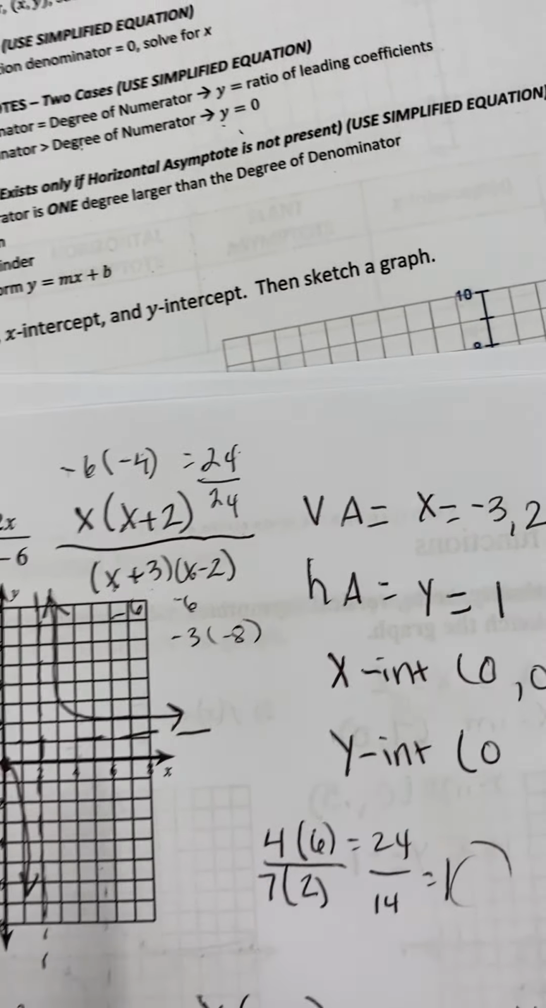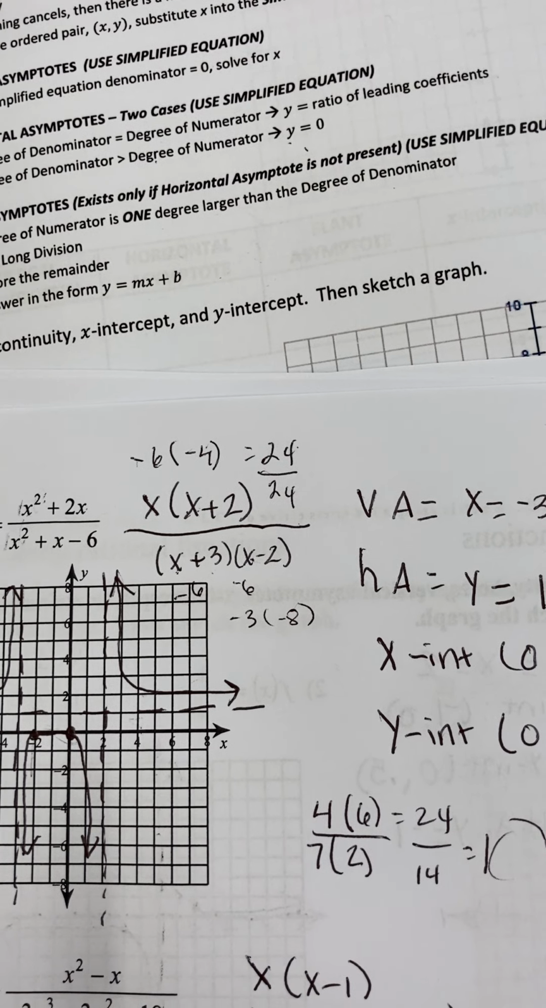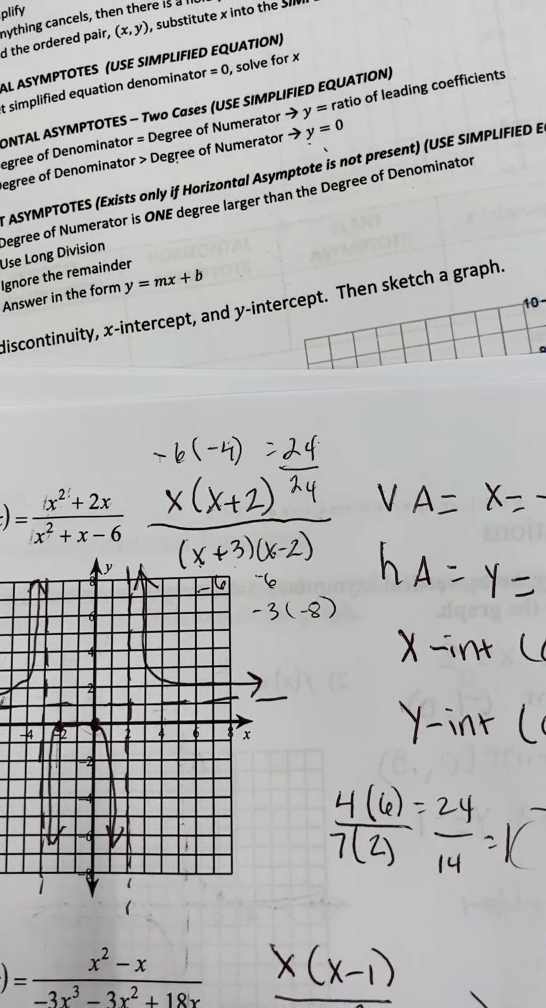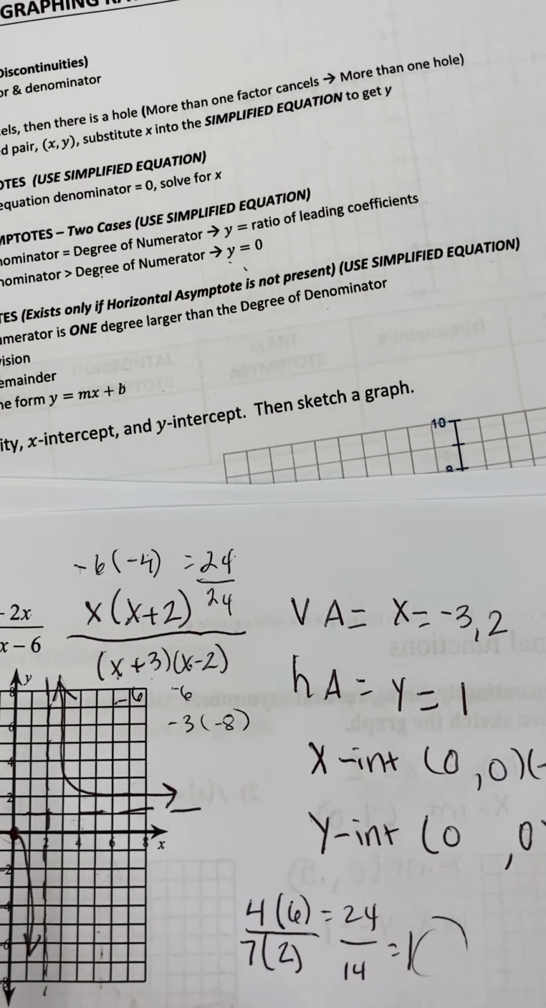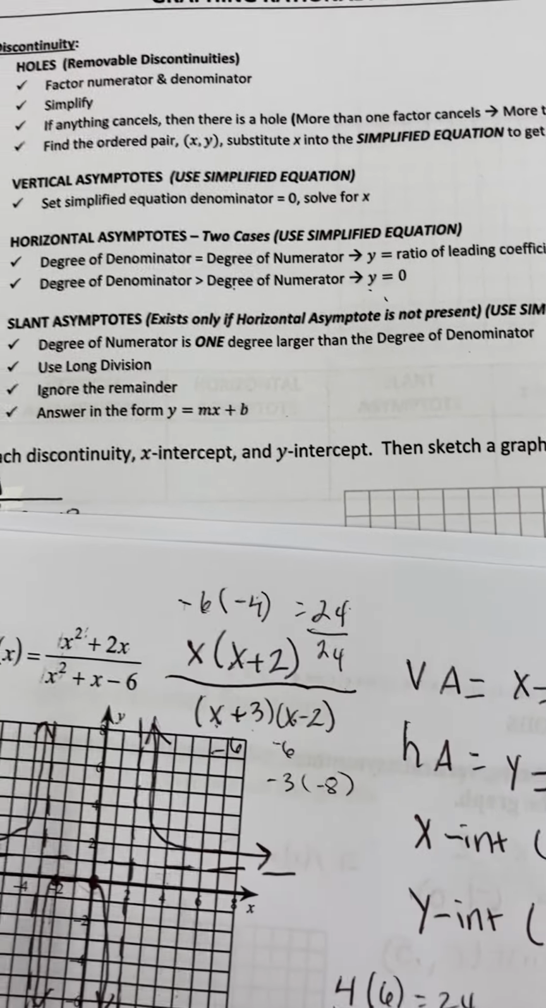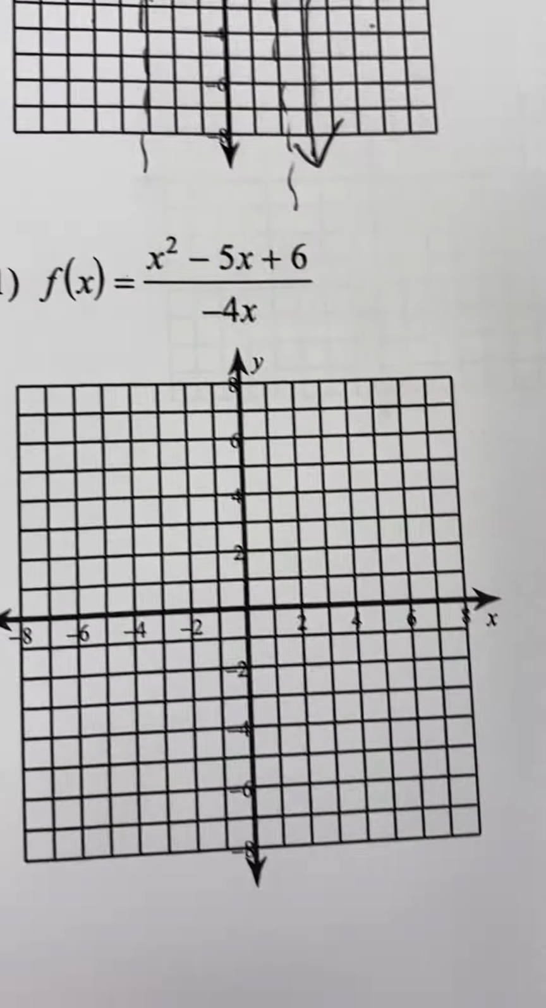Let me actually do number 11, because I believe, well, let me see. I feel like we have a slant asymptote on number 11 because the numerator is exactly 1 degree more than the denominator, on 11 and 12. So let me do these, 11 and 12. All right, let me do this one.